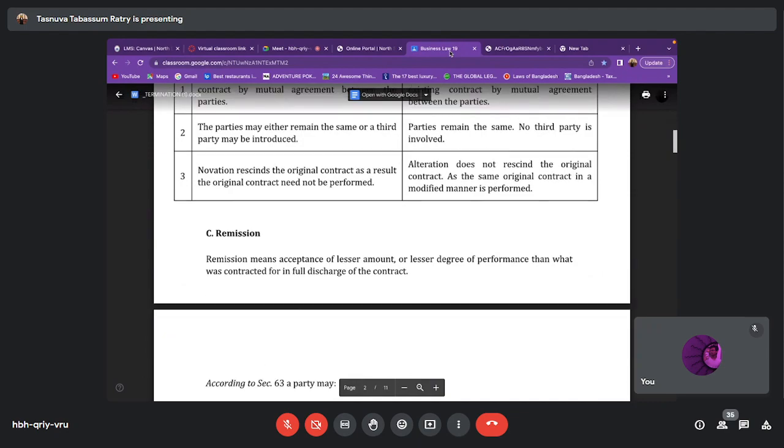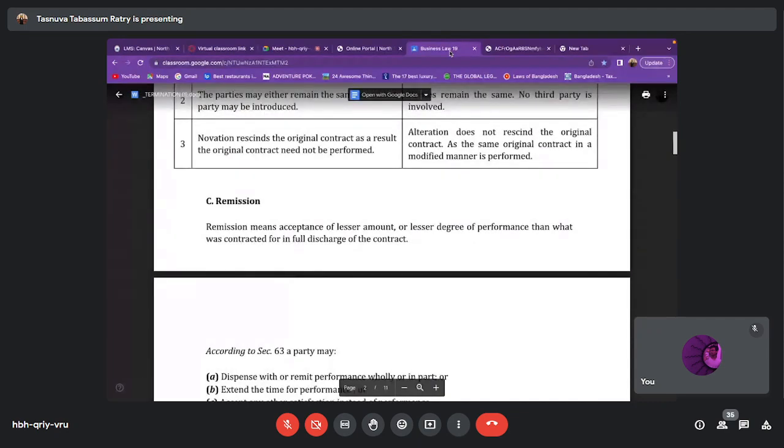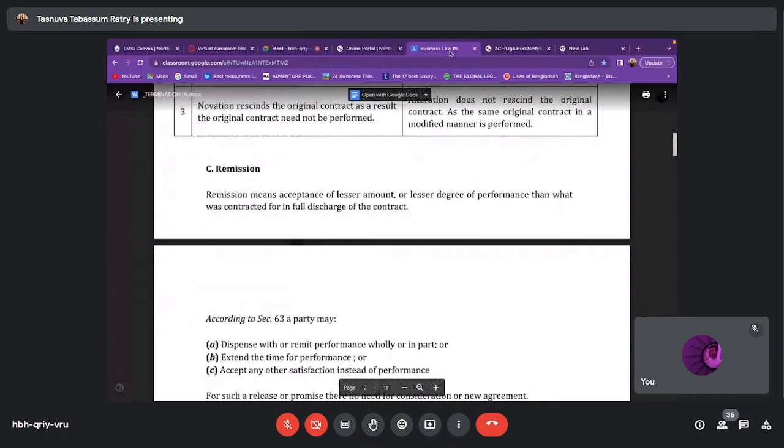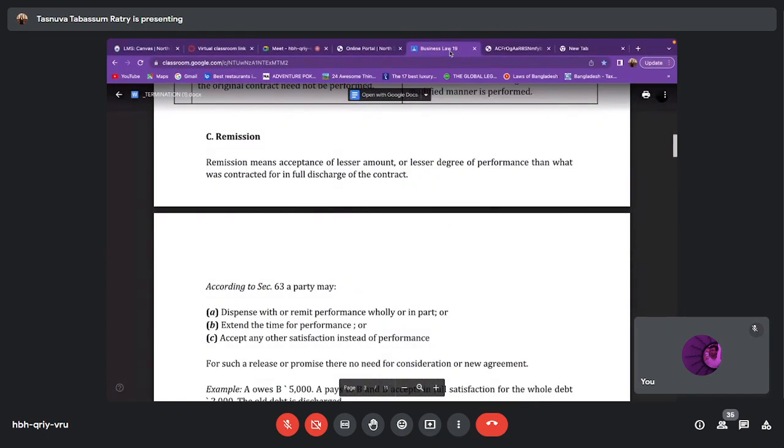Now let's quickly go through these. You can just skip and skim through remission and whatever I teach from now on. Okay, so remission is also a method to terminate a contract by mutual agreement. What does remission mean? Remission is basically when under a contract the parties consent, mutually agree, that a lesser amount or a lesser degree of performance will be accepted as a full performance of the contract.